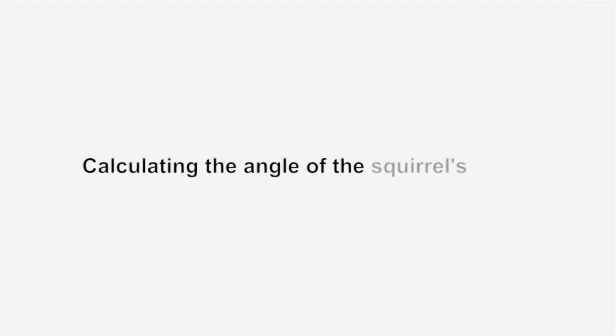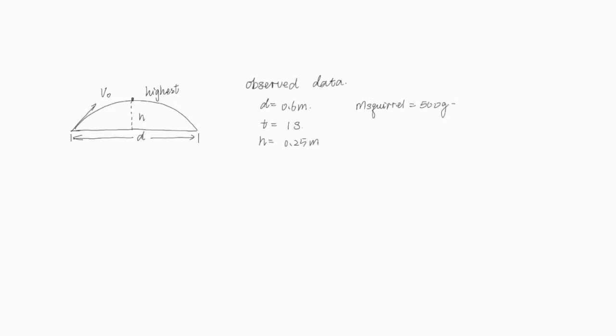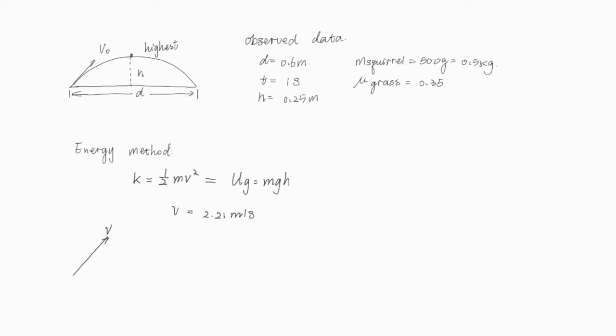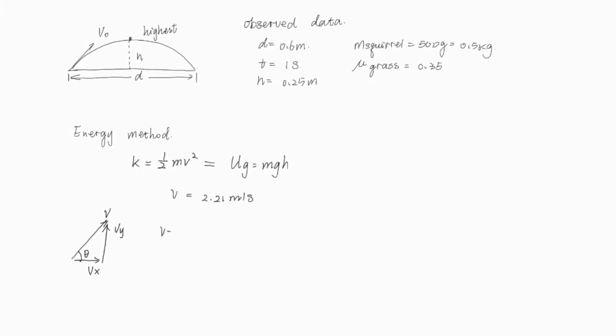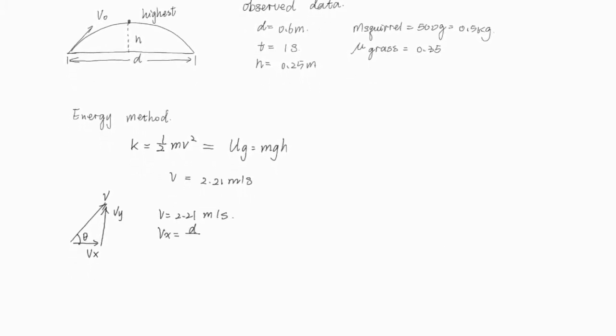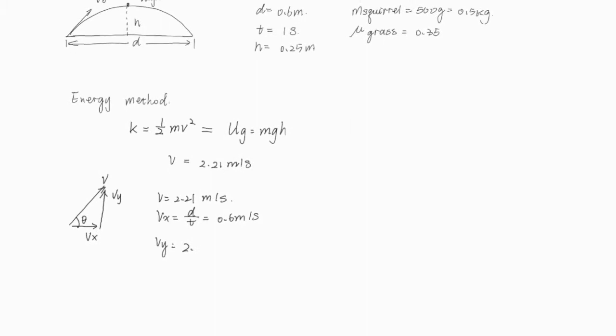Calculating the angle of the squirrel's jump. Using our beautiful trig ratios, finding the angle is easy. We know the hypotenuse to be 2.21 meters per second. We can easily calculate the speed in the x direction by using v is equal to d over t. The distance traveled horizontally is 0.6 meters, and the time taken is 1 second. Thus, our Vx is given as 0.6 meters per second. By using cosine, we get a value of 74.25 degrees.